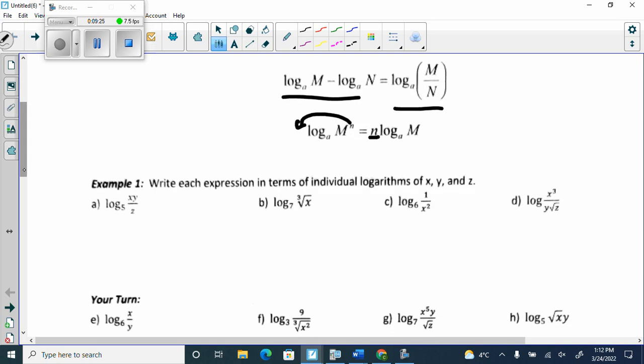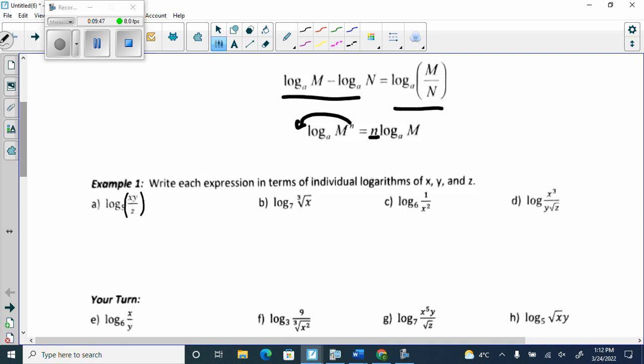So here it says, write each expression in terms of an individual logarithm. So we're going to write them as individual logs. This is one whole log. We want to write them in terms of x, y, and z individual logs. So this is the key thing you need to know. If you have multiplication or division of a log, something beside a log, you can write that out as an addition or subtraction of a log.